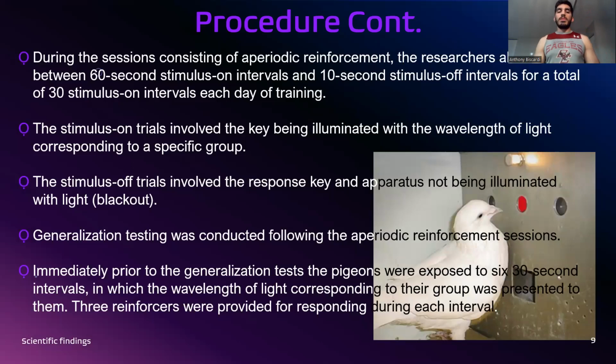Following the aperiodic reinforcement sessions, they did generalization tests. Okay, but in between the aperiodic reinforcement and generalization tests, they did do something. They had 6 30-second intervals, and they would expose the groups to the wavelength of light that corresponded to their group, and then they would provide 3 reinforcers for responding during each of these intervals. Okay, so they did that immediately prior to the generalization testing and after the aperiodic reinforcement.